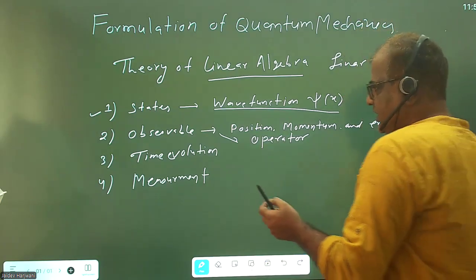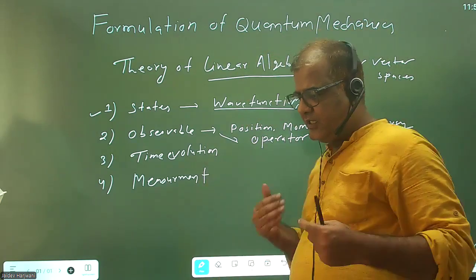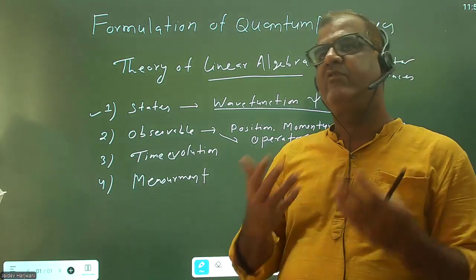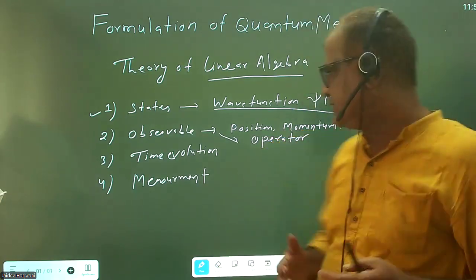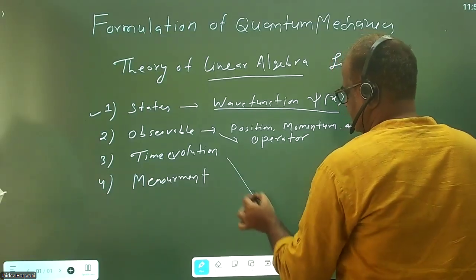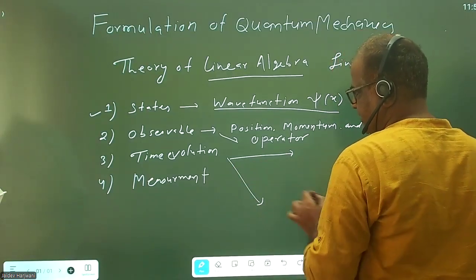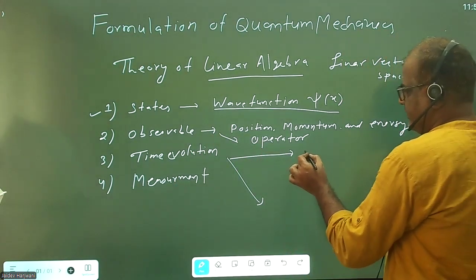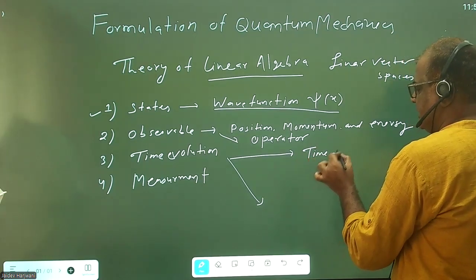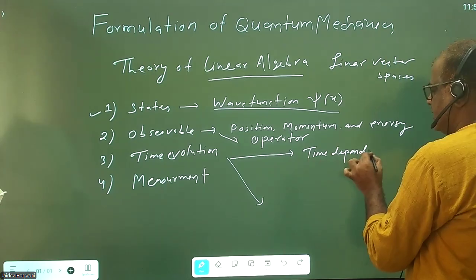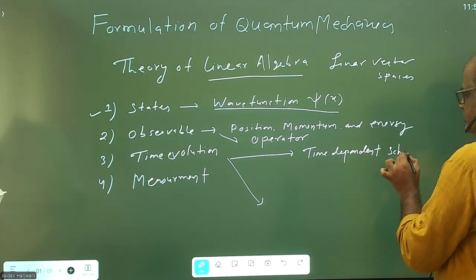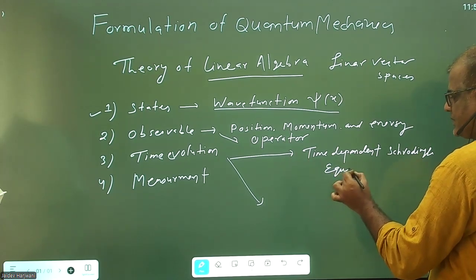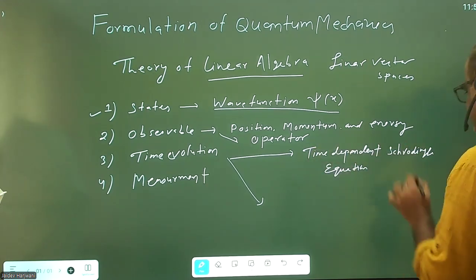Now the next thing is time evolution. What is time evolution? The quantum mechanical state evolves with time, it changes with time. So time evolution is discussed in two ways. The wave function changes with time. So the time evolution of the wave function is discussed using the time dependent Schrodinger equation. And this is done in the Schrodinger picture.